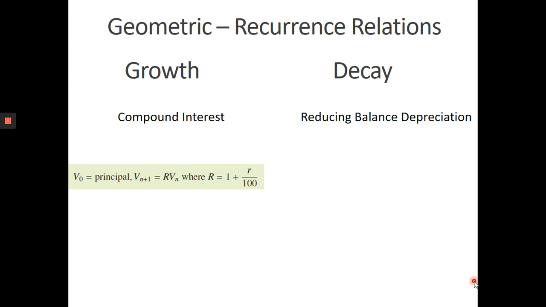Geometric relations. So growth, compound interest, decay, reducing balance depreciation. That's what they'll be called in the questions. That's the growth because we've got a plus there. That's the decay. We've got a minus there.